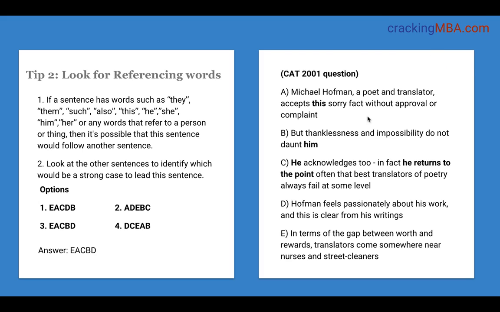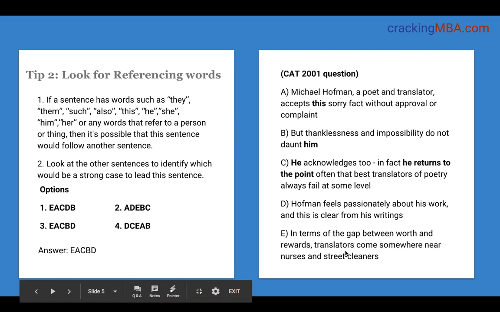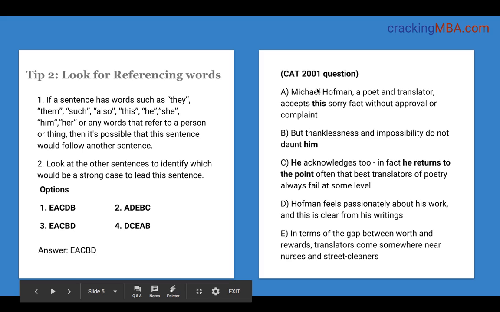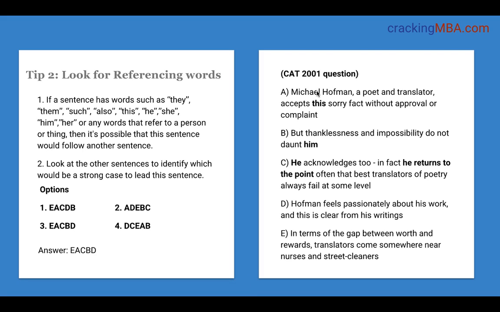Okay, so now if we analyze this using the second tip, we can see option A mentions, they accept this sorry fact without approval or complaint. So this sorry fact refers to something in other sentences where there is really a sorry fact. Clearly we can see it is in option E where he talks about translators coming somewhere near nurses and street cleaners. So this is a sorry fact which is being referred to in A. So naturally E followed by A is a logical sequence.